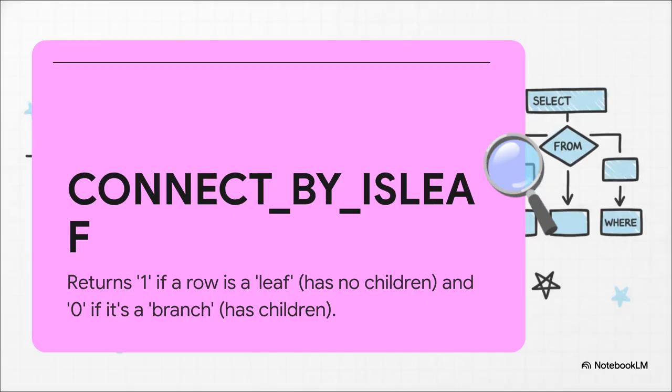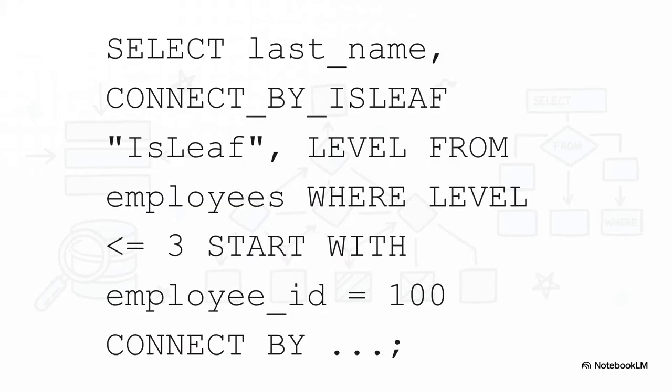So now we know how deep each node is, but what about the ends of the branches? You know, the leaves of the tree. How do we find the employees who don't manage anyone? For that, SQL gives us another one of these handy pseudocolumns: CONNECT_BY_ISLEAF. So let's toss that into our query. We'll grab the employee's name, their level, and now this new IsLeaf value.